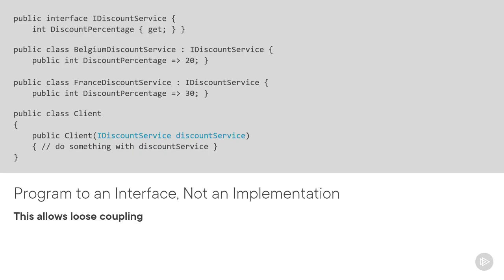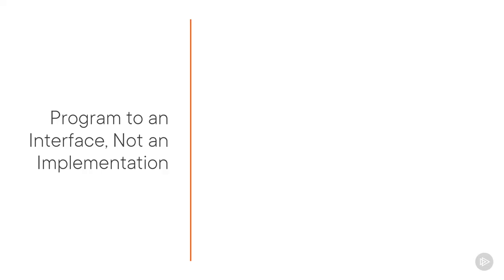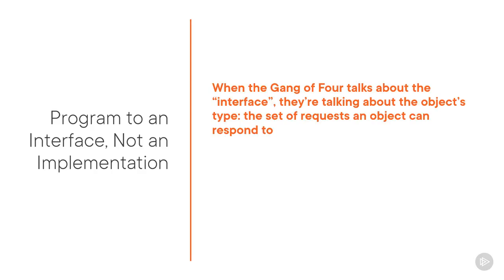What you have to keep in mind, though, is that the book was written in 1994. A language like C# didn't even exist at that time. When we, these days, think about program to an interface and not an implementation, we will quickly think about the interface language feature, just as I've shown in the code sample. However, what the Gang of 4 is talking about is not a technical interface language feature defined with the interface keyword. They are talking about the set of requests that an object can respond to, which is the object's type.